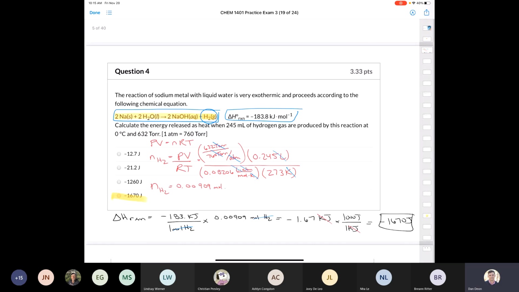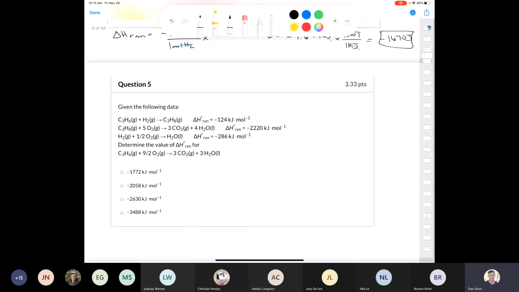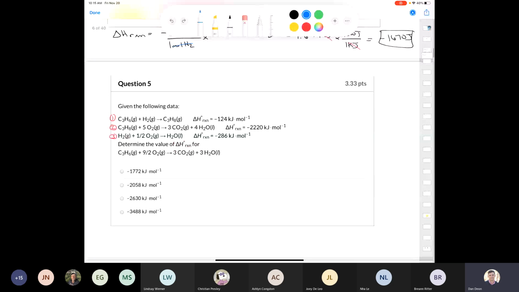Okay, let's try some problems that involve Hess's law. If you're given the following data, a bunch of equations here, I'll number them, keep things simple. 1, 2, 3 equations. It's asking us to calculate the delta H naught for a particular reaction shown right here. Well, how are we going to manipulate all 3 of these equations in order to give us this equation in the blue box? Let's look at some of the players here.